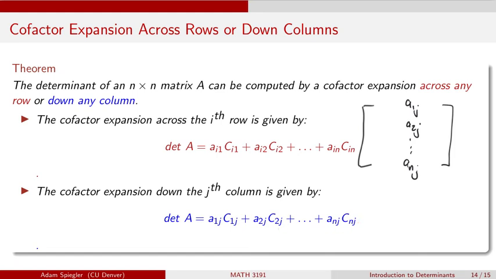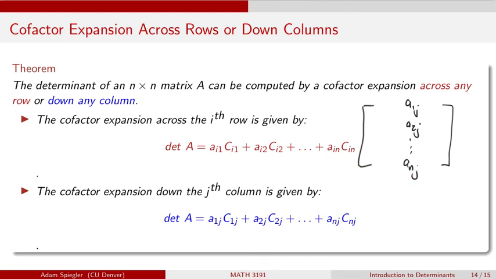plus A2j times cofactor 2j, and so on. In this example, when we're doing a cofactor expansion down a column, we fix the value j. We fix the column, and we look at all of the different products of A1j, so that would be the first row times cofactor 1j. Then we go down to the next row and do the same thing, and then the next row until we reach the last row.